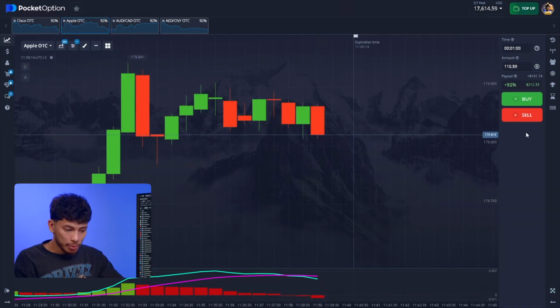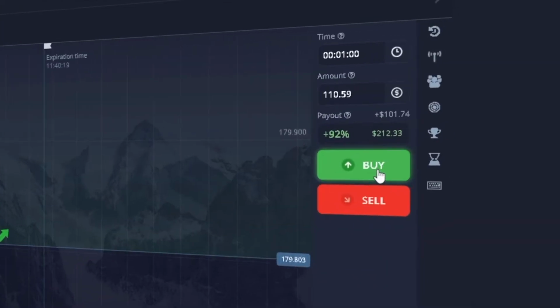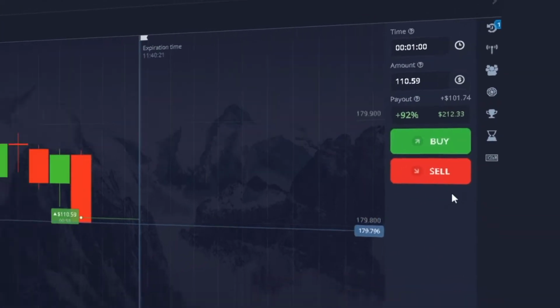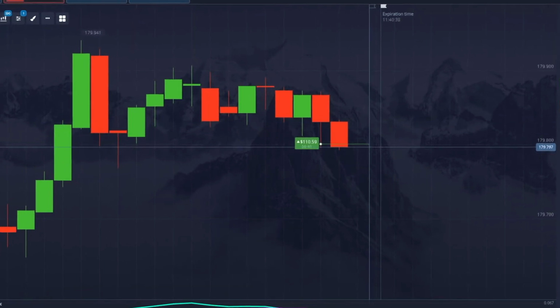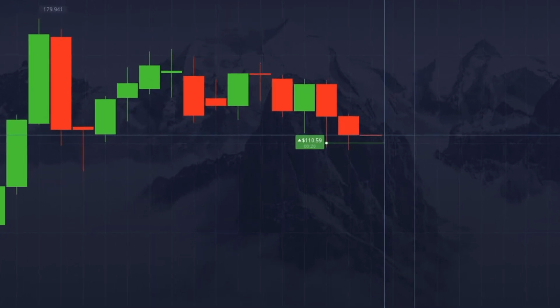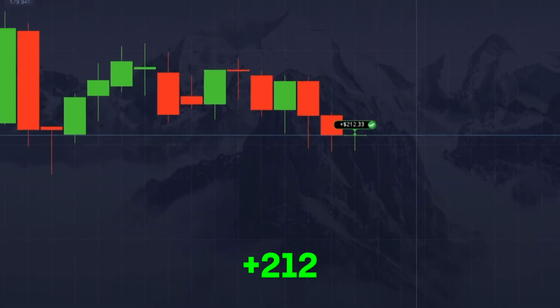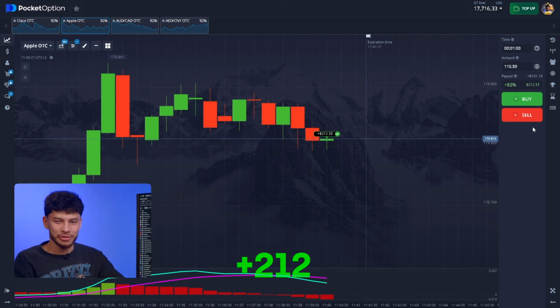Now we're looking at Apple. Switching again. This time we're going up. Both the chart and the indicator point to an upward trend. And there it is, another prediction confirmed.